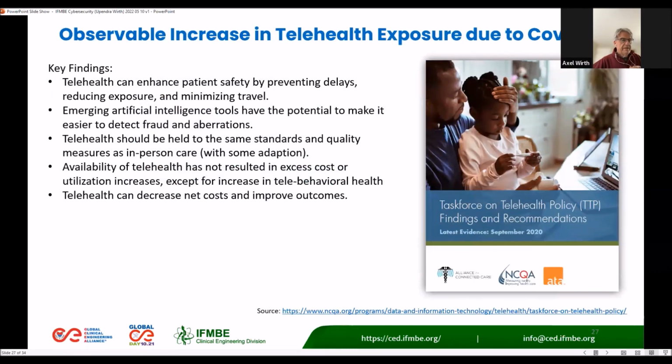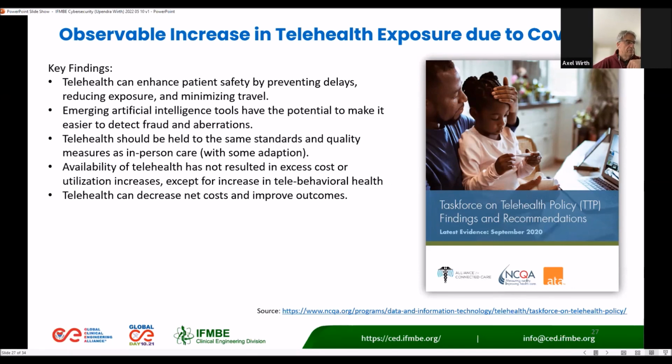We clearly understand now, after 2 years of dealing with the pandemic, that telehealth indeed can enhance patient safety because it prevented delays, right? You could talk to your doctor via an online service rather than risking exposure or delaying seeing your doctor in the hospital. We now are adding AI and machine learning tools to detect fraud, but also come up with better diagnosis.